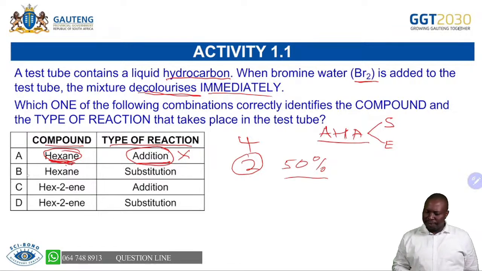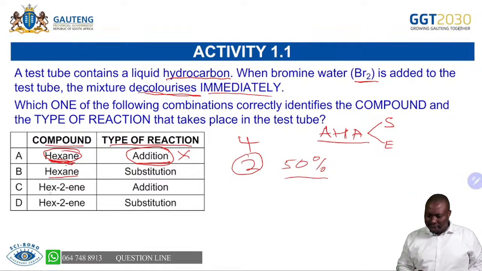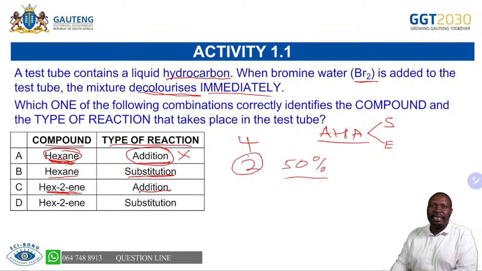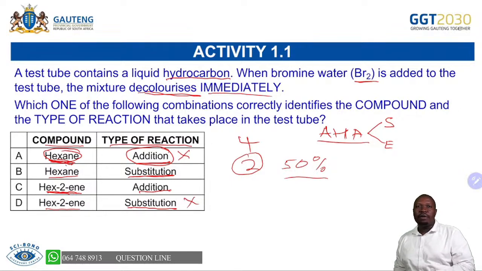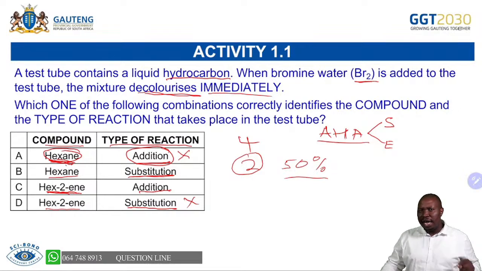Let's look at option B. It's saying hexane can undergo substitution. Let's look at option C. It's saying hex-2-ene can undergo addition. But the last option, D, is saying hex-2-ene, which is an alkene, and it's saying this alkene is undergoing substitution. So that is obviously wrong. So we're able to remove the answers that are obviously wrong. We're left with B or C as our options.